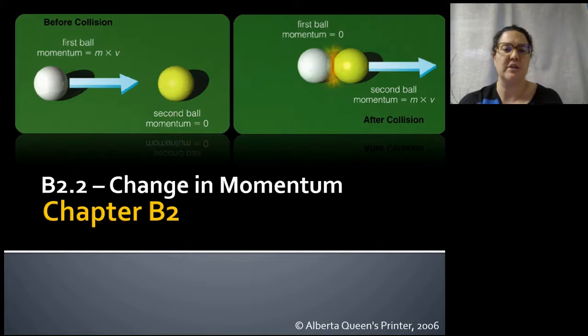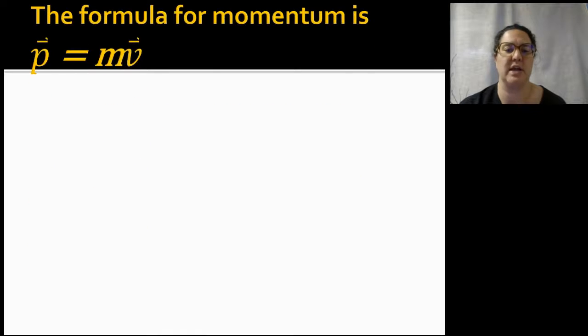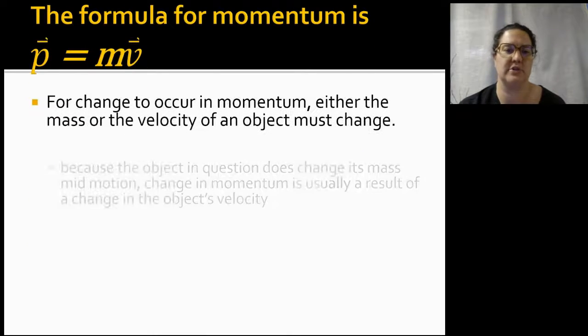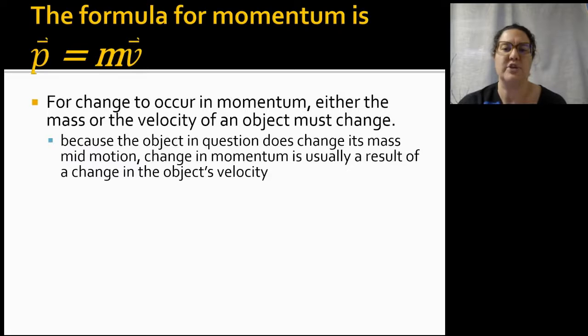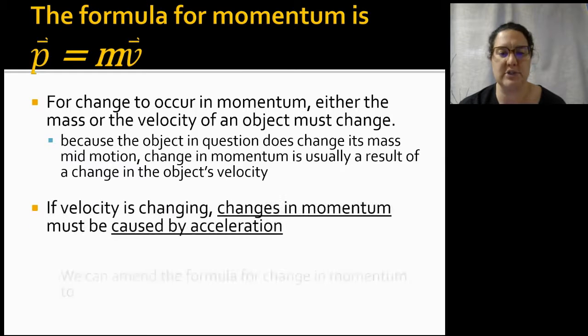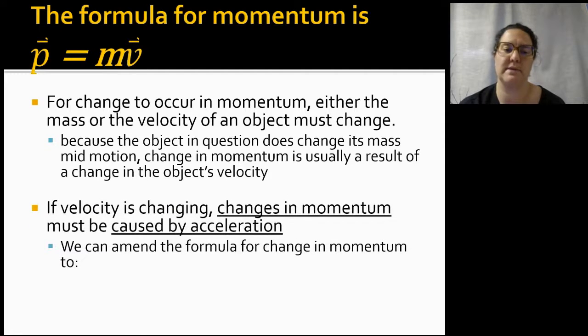And for change to occur in momentum, either the mass or the velocity of an object must change. Because the object in question typically does not change its mass mid-motion, change in momentum is typically due to a change in the object's velocity, so it's either sped up or it's slowed down. So if a velocity is changing, then changes in momentum must be caused by acceleration.